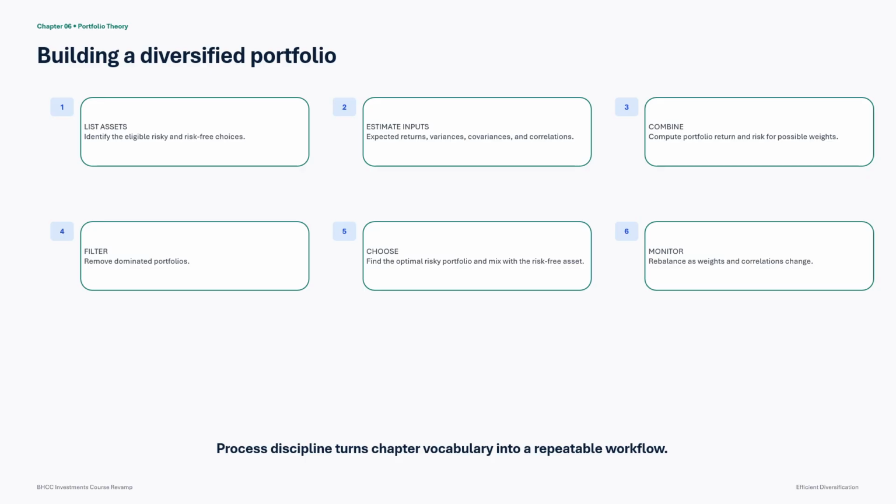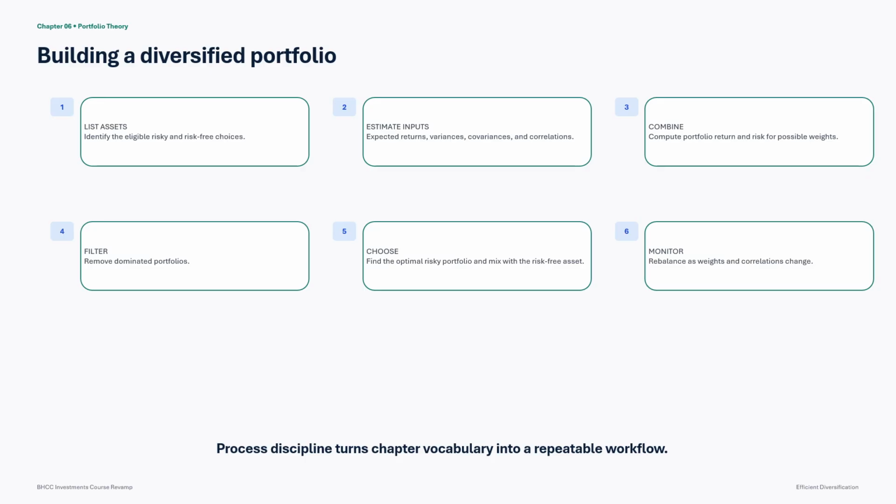Step 5 is to choose the optimal risky portfolio and combine it with the risk-free asset. The best risky mix is the one with the strongest reward to volatility trade-off under the assumptions. The investor's risk tolerance then determines how much of that portfolio to hold. Step 6 is to monitor and rebalance. Weights drift, correlations change, new data arrive. A 60-40 portfolio can become 68-32 after a large equity rally, quietly changing the risk budget.